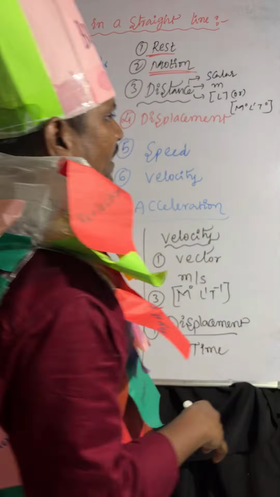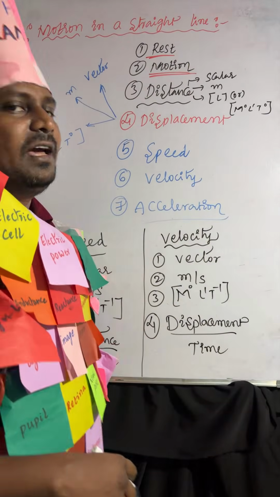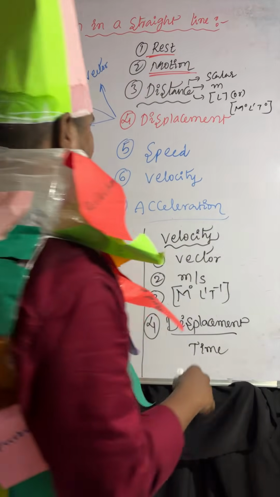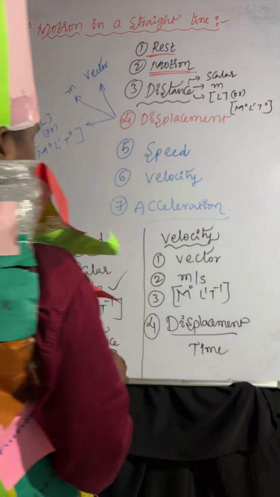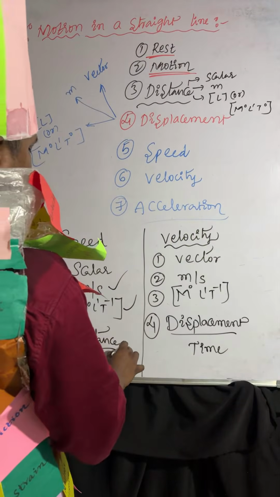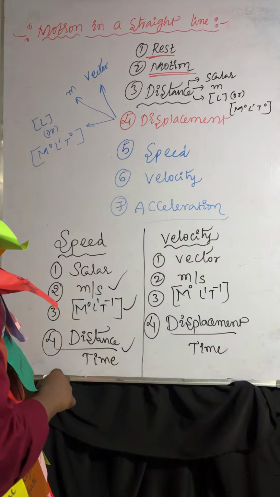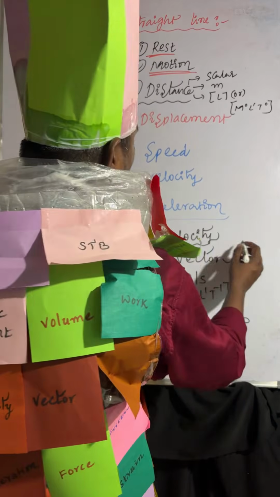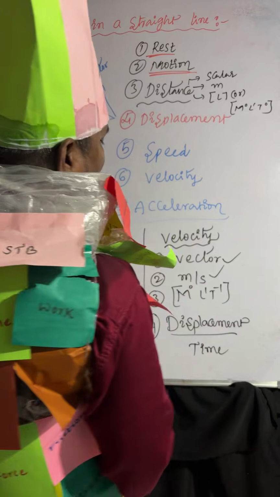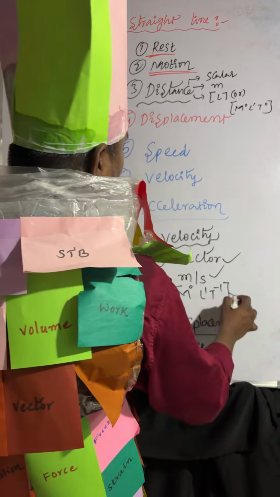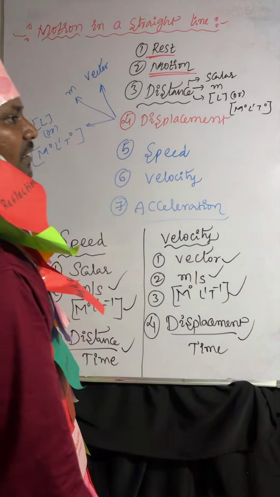Speed is a scalar quantity. The SI unit of speed is meter per second. The speed equals distance by time taken. Coming to velocity, velocity is a vector quantity. The SI unit of velocity is meter per second, and then the dimension formula.